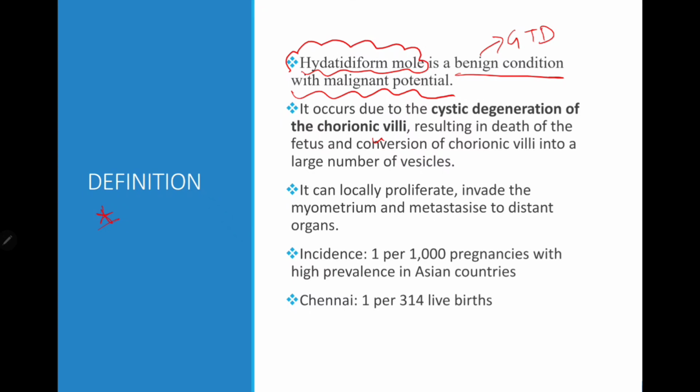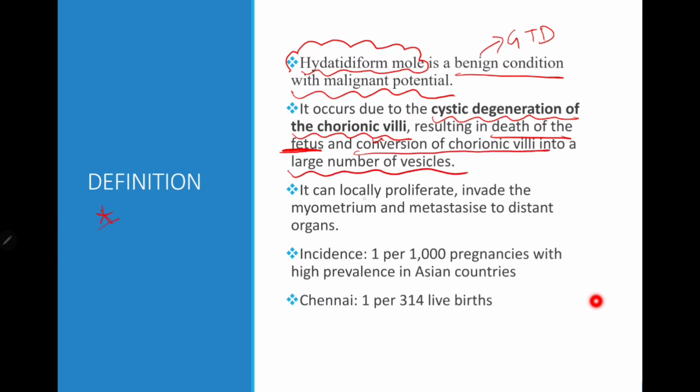It occurs. Why does it occur? It occurs due to cystic degeneration of the chorionic villi. Very important. These terms are very important. Hydatidiform mole occurs due to cystic degeneration of the chorionic villi resulting in death of the fetus as well as conversion of the chorionic villi into a large number of vesicles. So hydatidiform mole occurs why? Because of cystic degeneration of the chorionic villi resulting in the death of the fetus as well as conversion of the chorionic villi into a large number of vesicles.